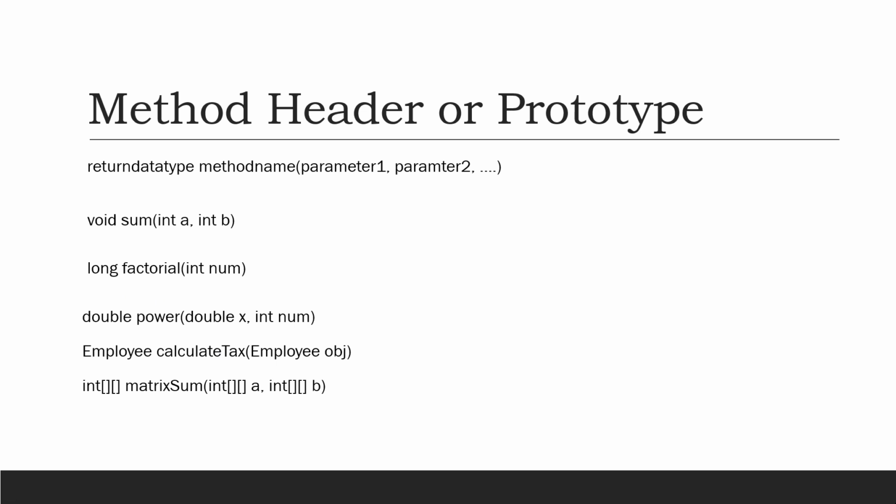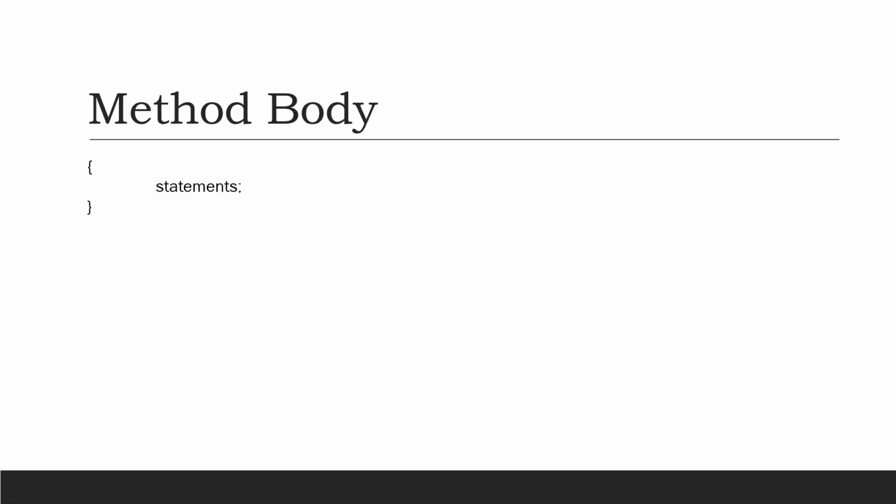Similar to the method header, there is another part of the method called the method body. The method body starts with the opening curly brace and ends with the closing curly brace. Inside the braces, we have to write the logic of the method that is going to be performed by that particular method.